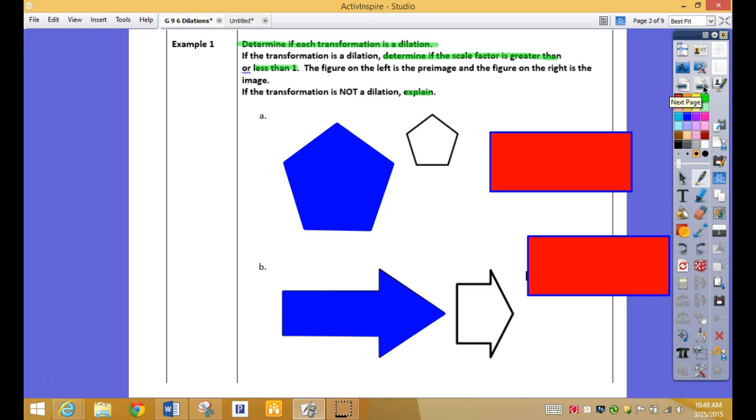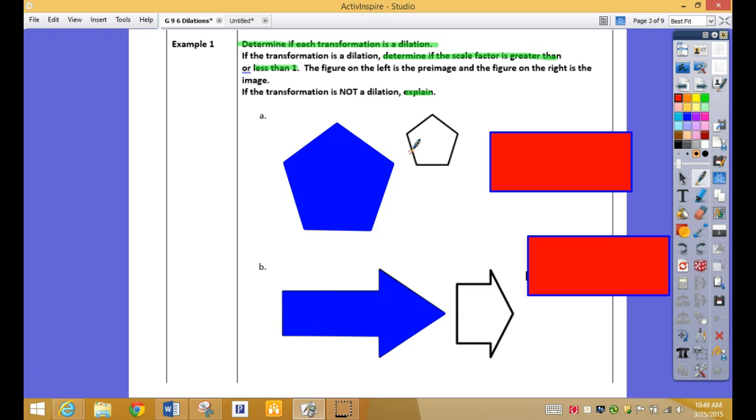Looking at example 1, determine if each transformation is a dilation or not. So here's the original on the left, and here's what it turned to, the new image on the right. Does that look like it would be a small miniature image? Does it look similar to the pre-image? Yes. You know it's not congruent because it's not the same size. But is it similar? Looks like the same shape.